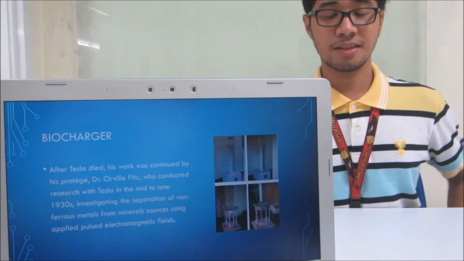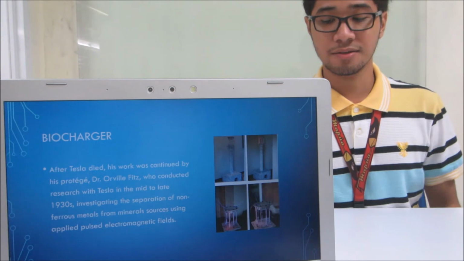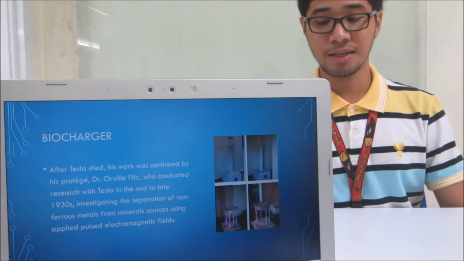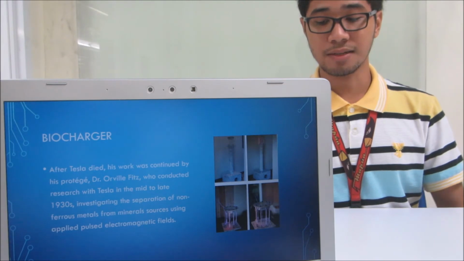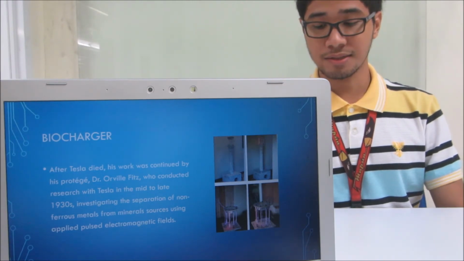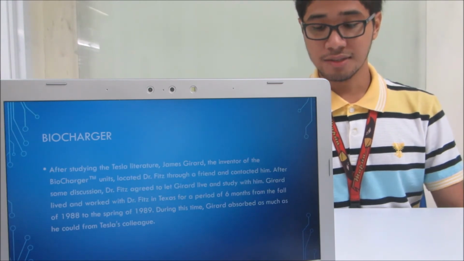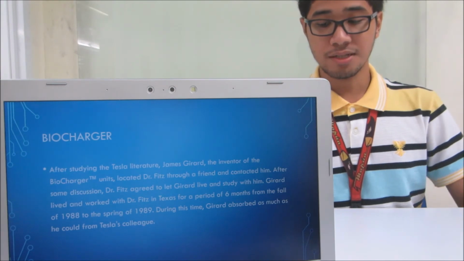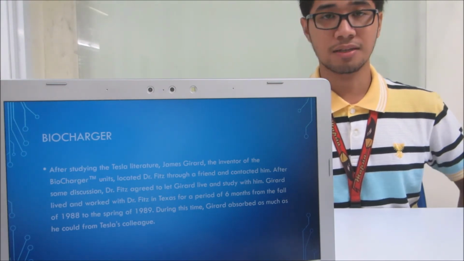Biocharger. After Tesla died, his work was continued by his protege Dr. Orville Fitts, who conducted research with Tesla in the mid to late 1930s, investigating the separation of non-ferrous metals from mineral sources using applied pulsed electromagnetic fields. After studying the Tesla literature, James Gerard, the inventor of biocharger units, located Dr. Fitts through a friend and contacted him.